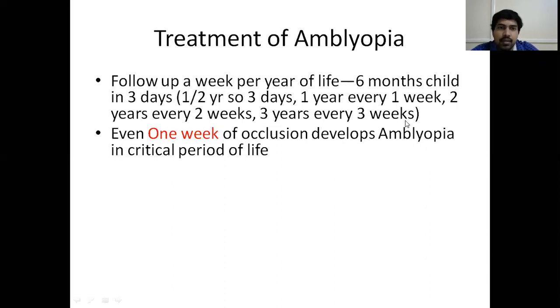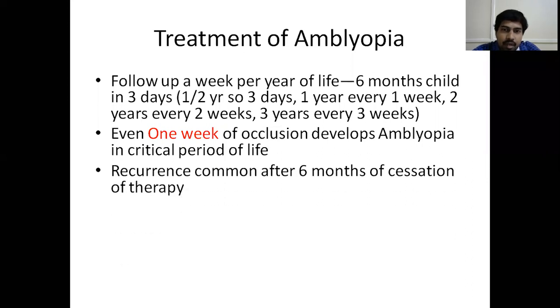See, even 1 week of occlusion can develop amblyopia in the critical period of life. I told you from birth up to the age of 6 years is called the critical period of life. So even if you totally occlude the eye for 1 week, the normal eye may go into amblyopia. That's why at least for one day, we remove the patch from the normal eye and see. Recurrence is also common. Even after treatment, when your vision comes to 6:6, there is a chance that amblyopia may recur.